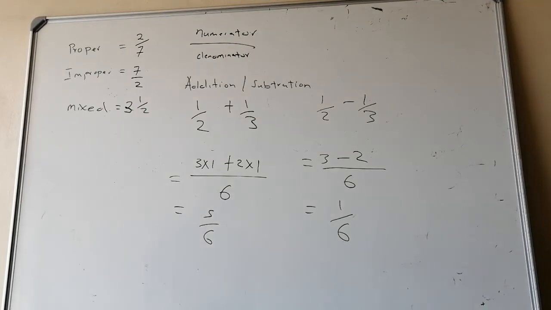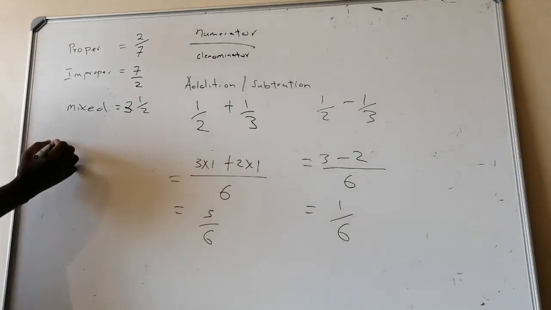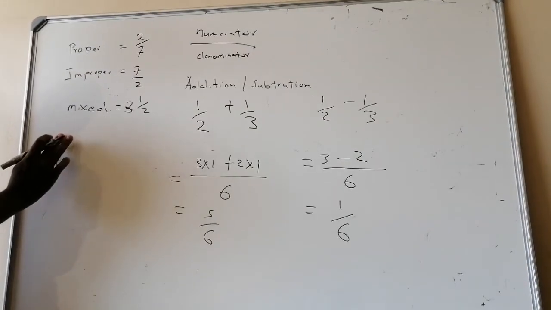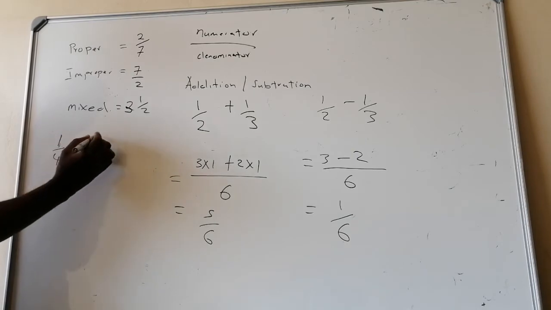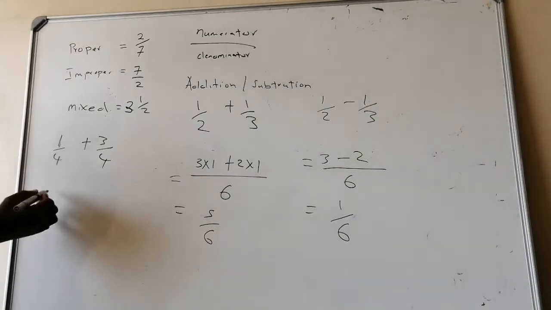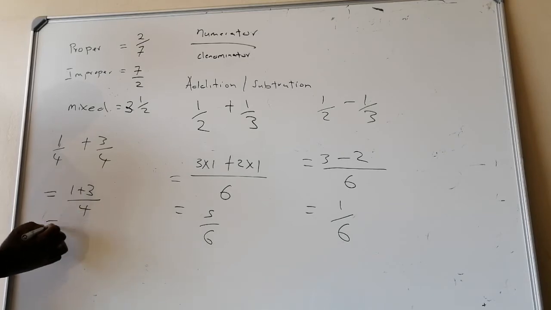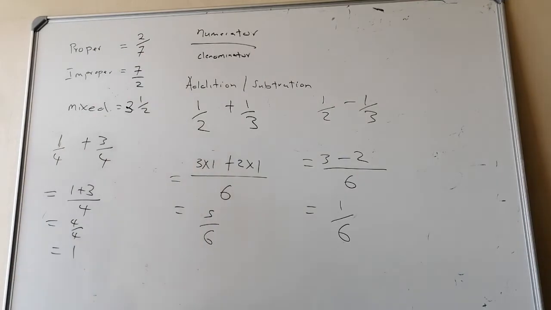The most important thing here is to make sure that the denominators are the same. Like if we had 1 over 4 plus 3 over 4, you simply have to add the numerators because the denominators are the same. So that is 1 plus 3 divided by 4, which is 4 over 4, which is ultimately 1. So what we're trying to do here in essence is to make sure that the denominators are equal.